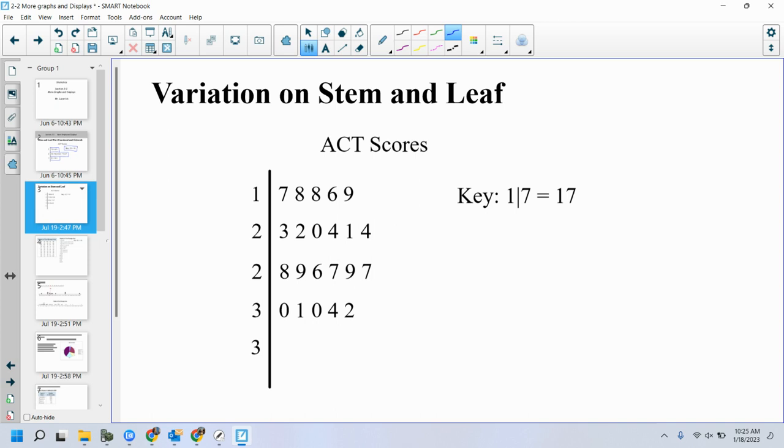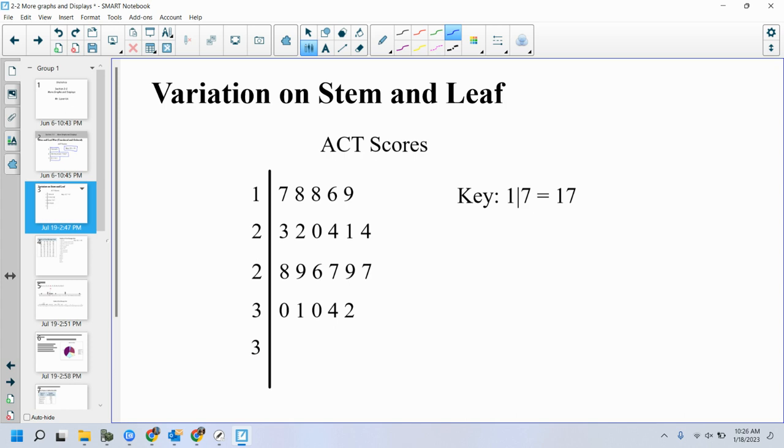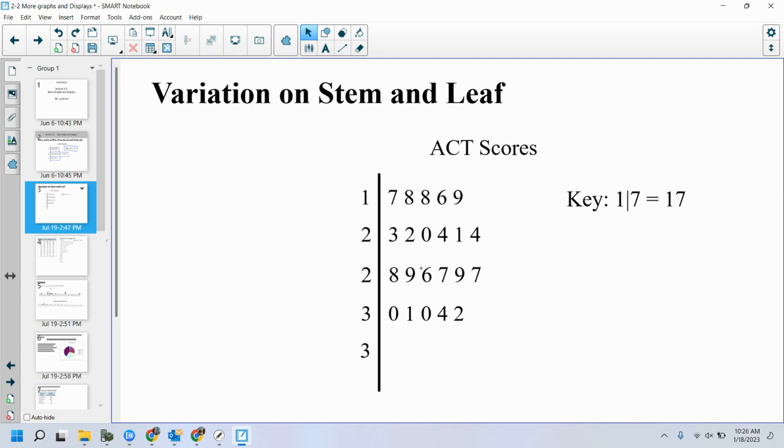So this is one variation on a stem and leaf plot. You can categorize it a little bit differently, chunk it up a little bit differently. You can have, and I don't think this is on here, no, but you can have a double stem and leaf plot. So if I had said maybe I was going to compare two different classes, my class against Mrs. Napolz's class, and take a look at their ACT scores.